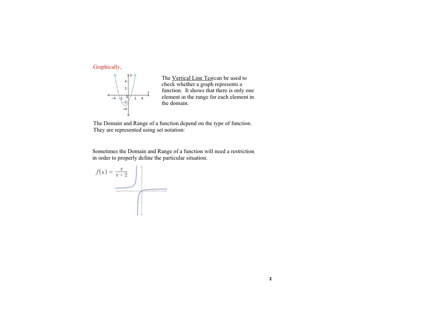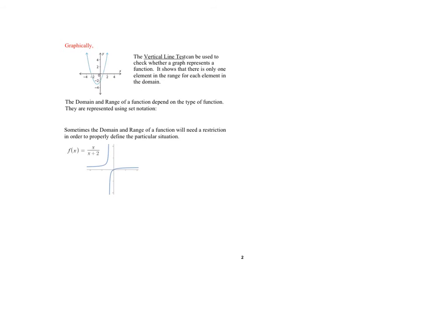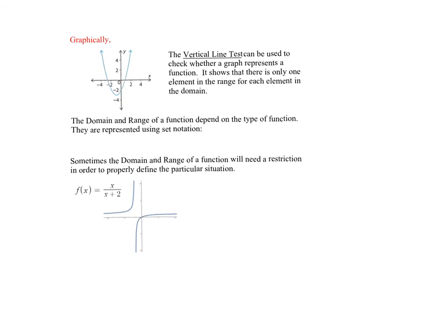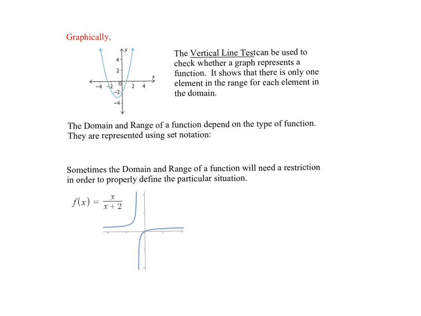Okay, so we can also look at these graphically. If we think about the vertical line test, it can be used to check whether a graph represents a function. It shows that there's only one element in the range for each element in the domain. So basically, you run a vertical line across a function, and if it only touches in one spot, then you know that it is a function.